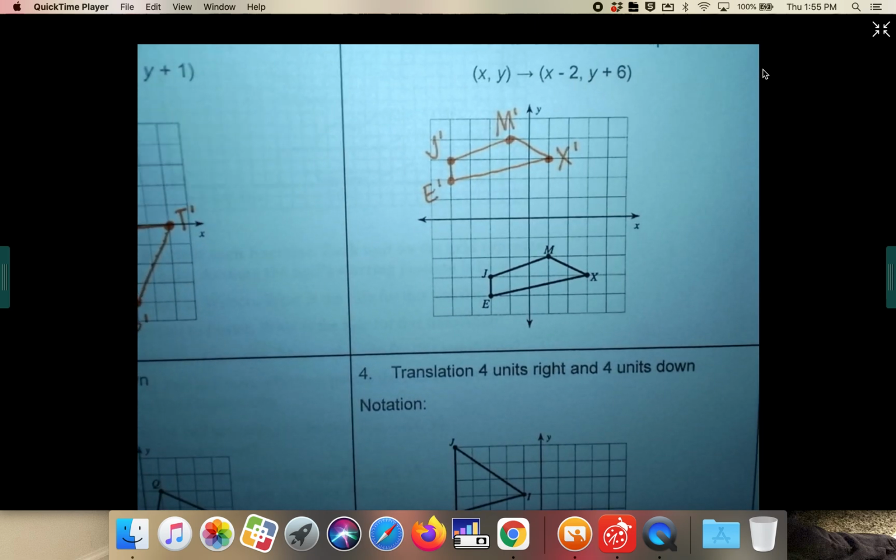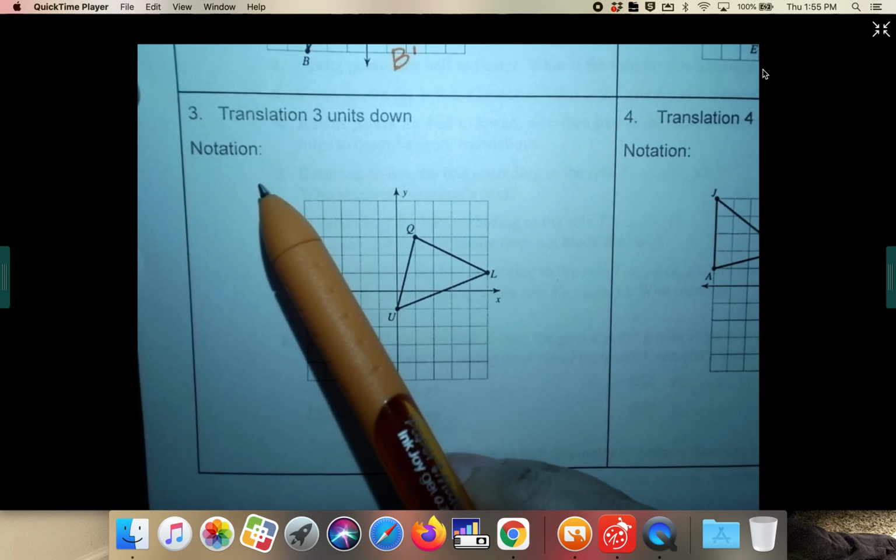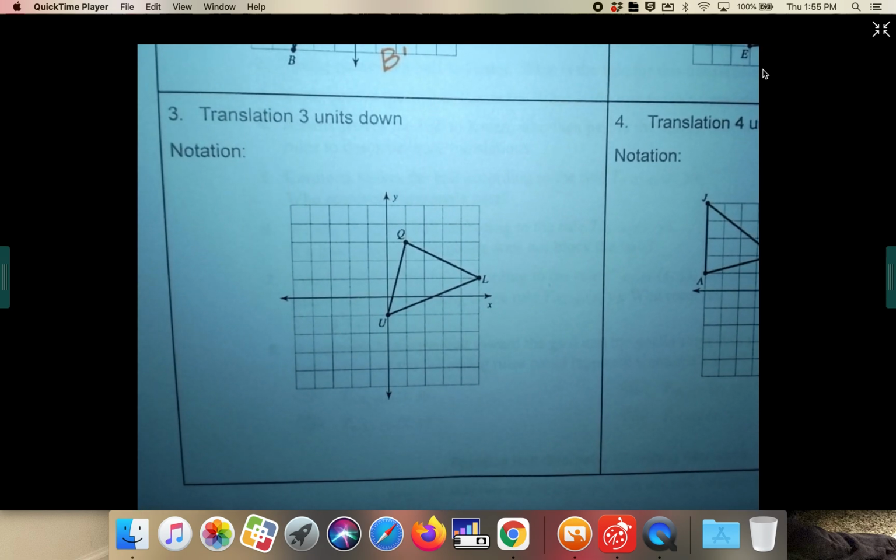Okay, I would like you guys to try numbers 3 and 4. So go ahead and push pause and try it yourself and see what you get.